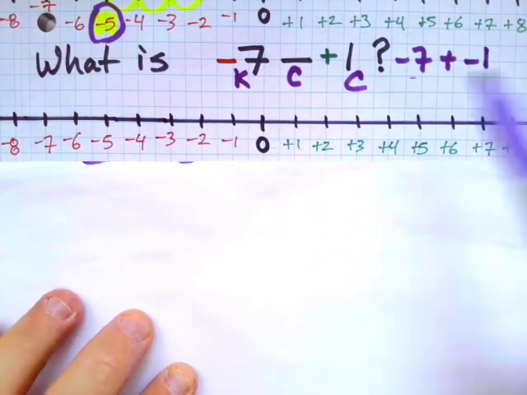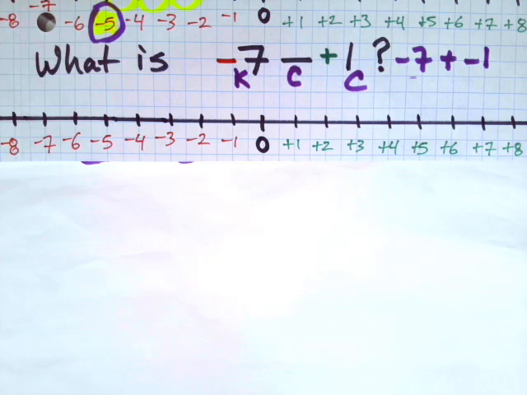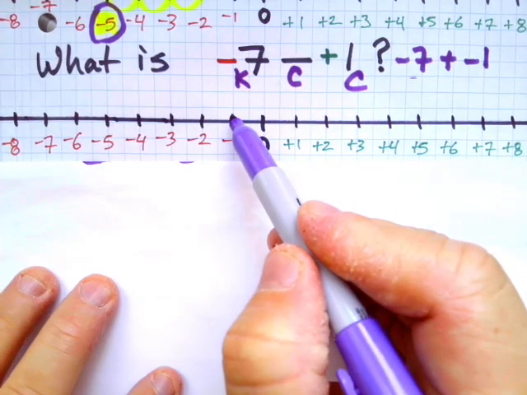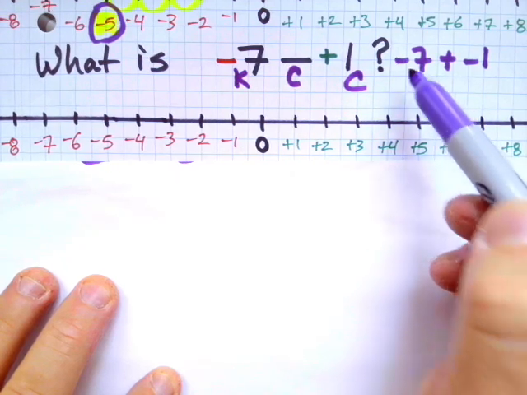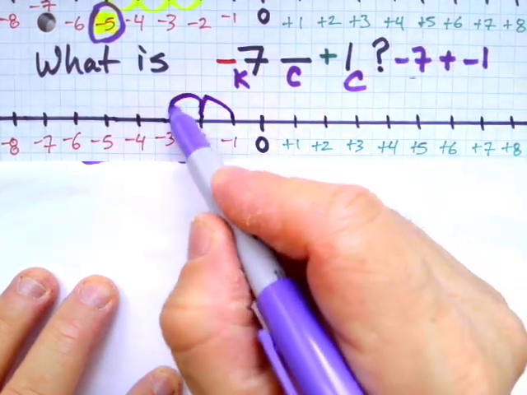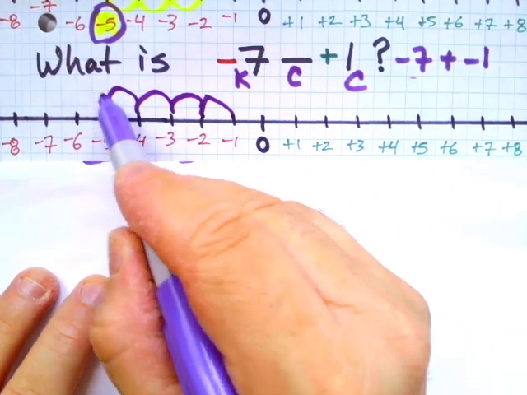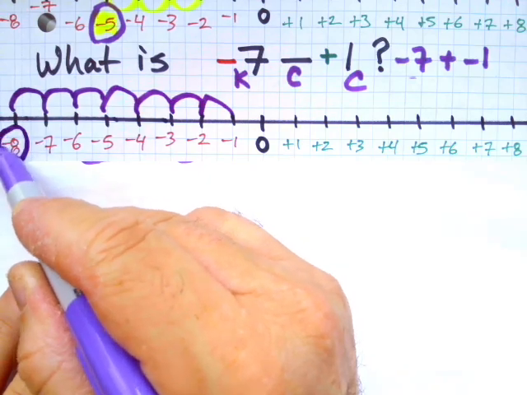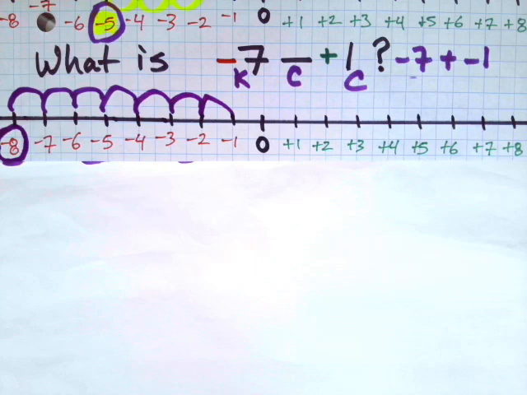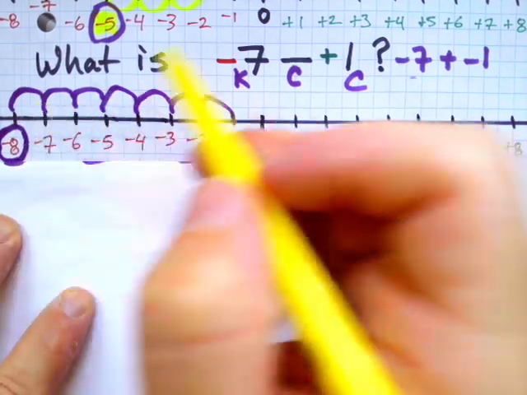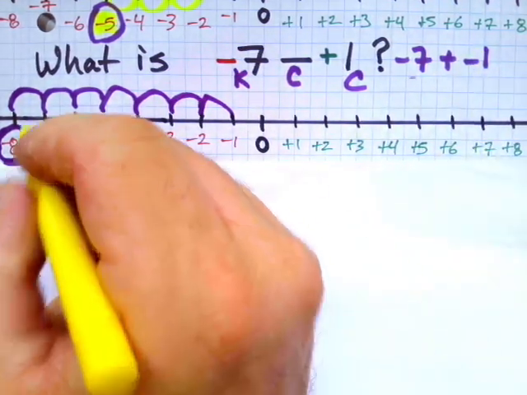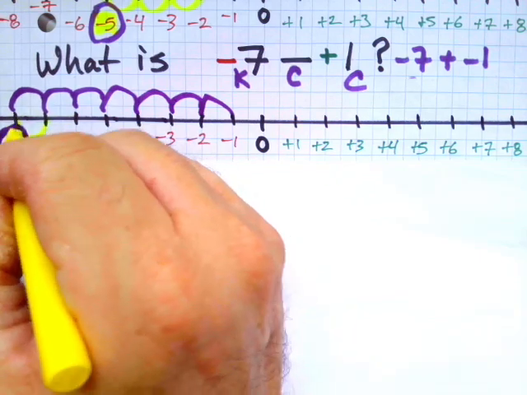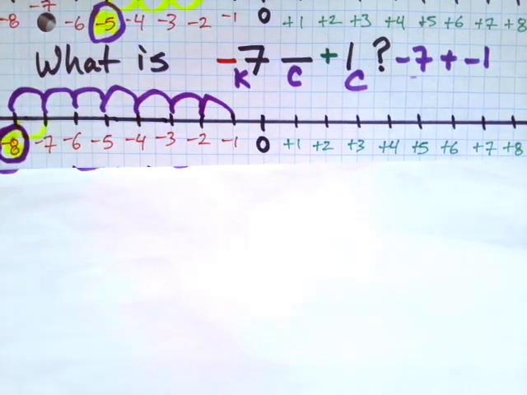Now we can start anywhere on this number line, at -7 or at -1. Let's start at -1 and go 7 in the negative direction. So 1, 2, 3, 4, 5, 6, 7. My answer is going to be a -8. Now, you could have also started at that -7 and gone one in the negative direction, which would give me the same answer, -8.